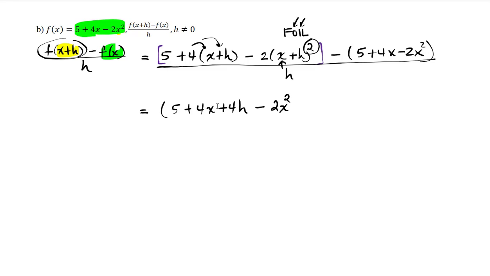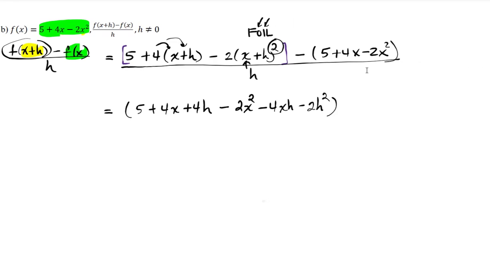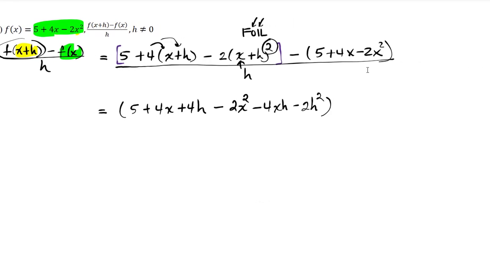From FOIL, the outside and the inside will give us x times h and h times x. So those are considered like terms. So we have 2 times xh, and then we're going to distribute the negative 2 through, hence giving us negative 4xh. And then from FOIL again, the letter L represents last. So basically h times h, and then distribute the negative 2 through, hence negative 2h squared. Close the parentheses. So all this represents the expression f of x plus h.